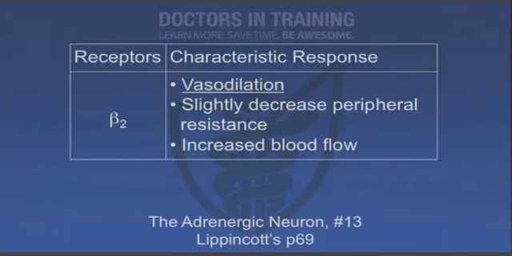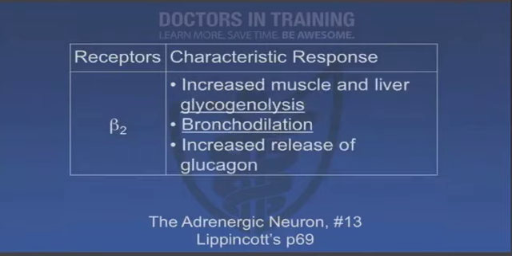Now, the fourth receptor, you can fall asleep right after I finish talking about this again, but the fourth receptor we're going to talk about is the beta 2 receptor, and the beta 2 receptor being found in the skeletal muscles is going to cause vasodilation, and that's going to cause a slightly decreased peripheral resistance. It's also going to cause increased blood flow to these areas, which is going to be related to an increase in muscle and liver glycogenolysis.